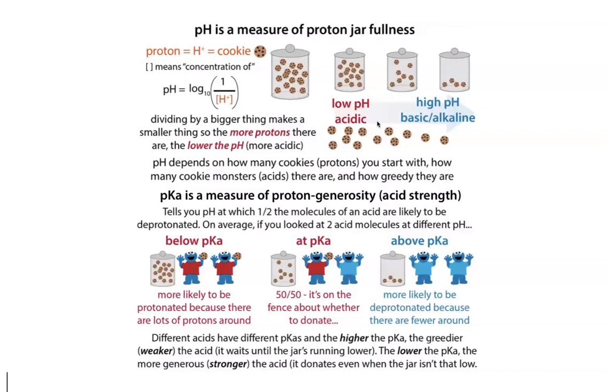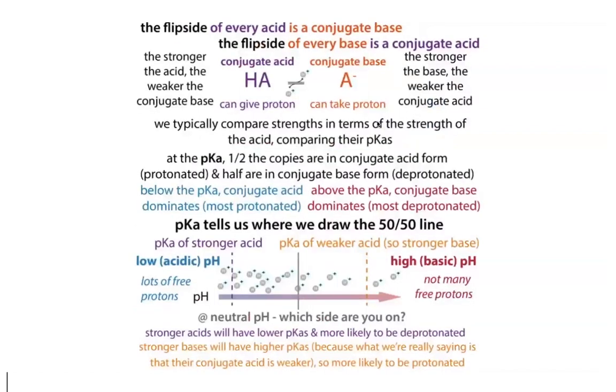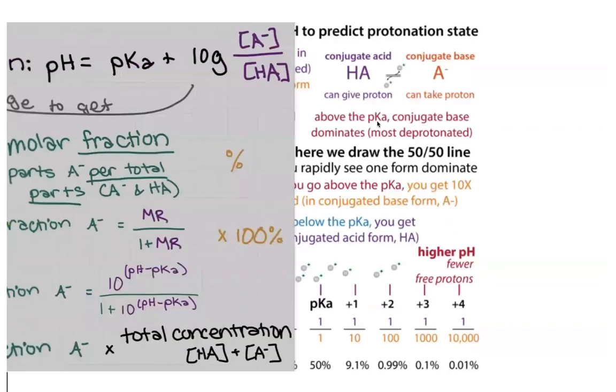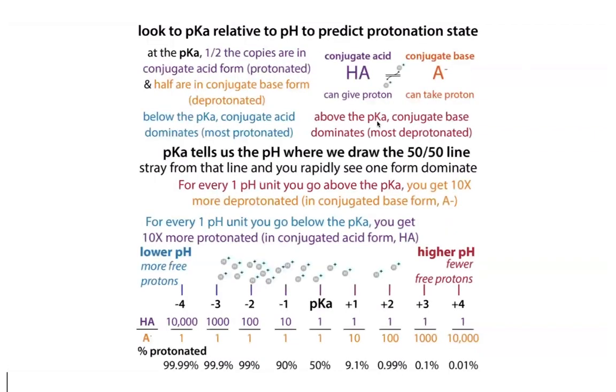So the pKa is going to set the cutoff point. Where is that 50-50 mark? Where is it that half of them will be protonated and half of them will be deprotonated? And so remember that if you have a stronger acid, basically what that means is you're going to have a lower pKa. That jar is going to be more full when you draw that 50-50 line because you're more generous.